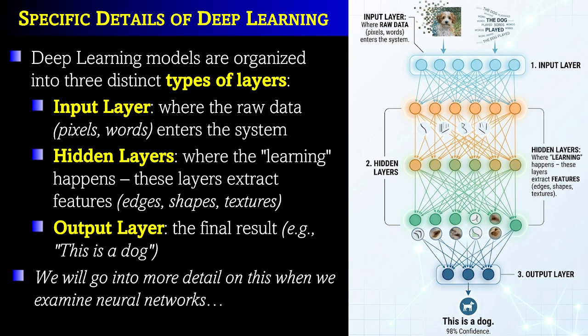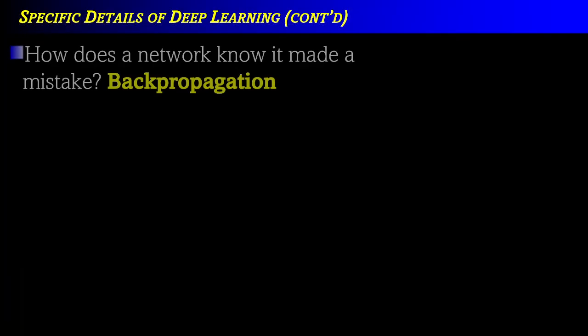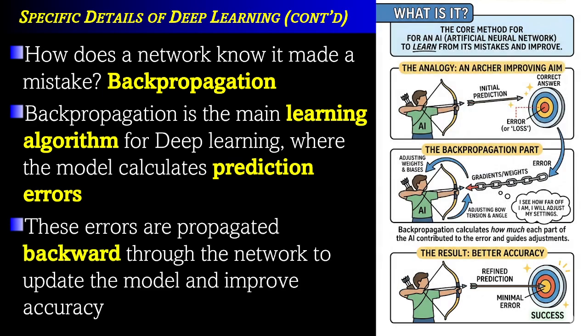We're definitely going to go over this in more detail in our next section, when we look at neural networks. Okay, so how does a network know that it made a mistake? Well, the answer to that is the concept of backpropagation. Backpropagation is the main learning algorithm for deep learning, where the model calculates prediction errors. This is also where the idea of the iterative looping process comes in. Errors are propagated backwards through the network to update the model and improve accuracy.